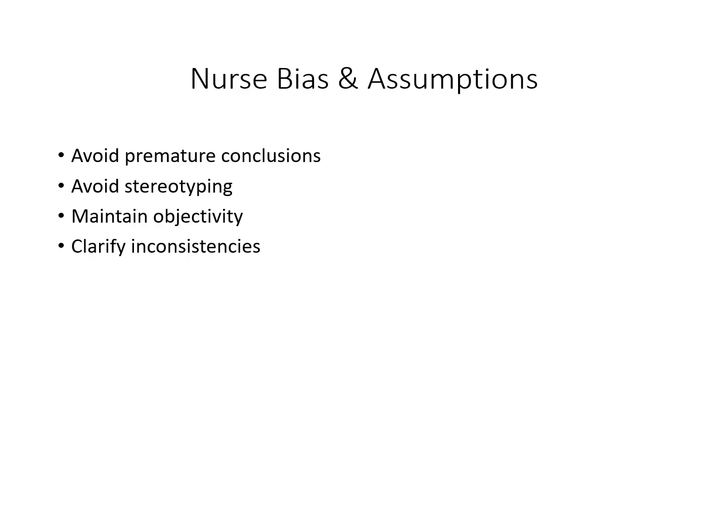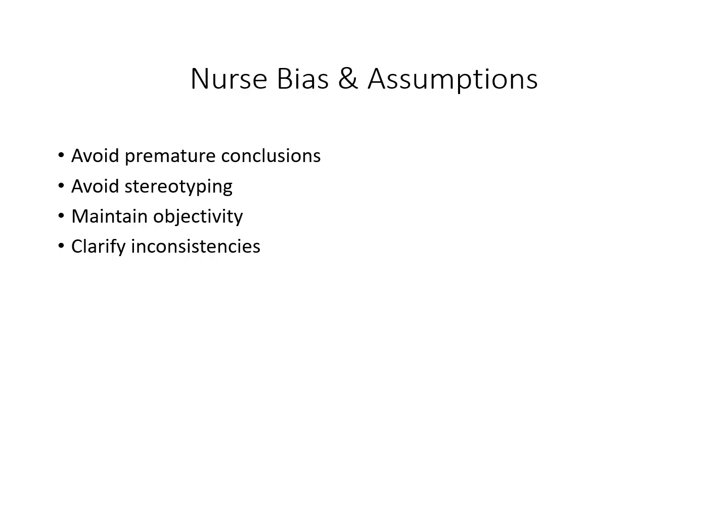Avoid stereotyping. Stereotyping involves making assumptions based on age, culture, weight, socioeconomic status, gender, or diagnosis. So assuming a patient with a history of substance use is drug seeking, or assuming older adults are confused, or a young person is healthy. Stereotypes can really interfere with objectivity and compromise equity in care. Every patient deserves an individualized assessment.